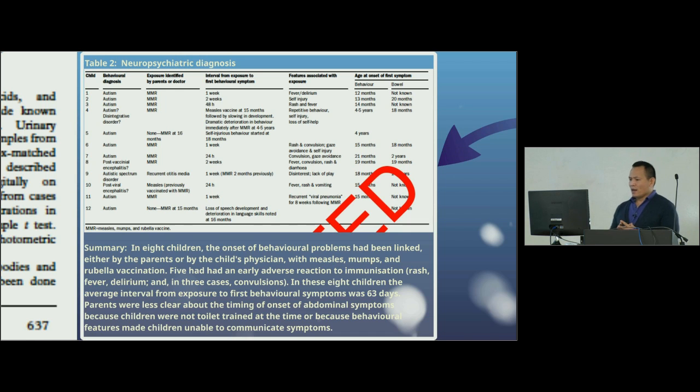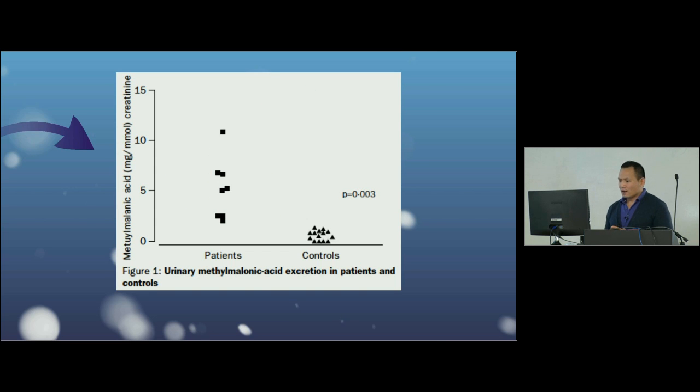Then in figure 1, they look at the urinary methylmalonic acid excretion in patients and controls. Now, why is this important? This is an indication of whether you have a vitamin B12 deficiency. Okay, if you don't have vitamin B12, it will not properly metabolize the methylmalonic acid. Because of that, you will have high levels.